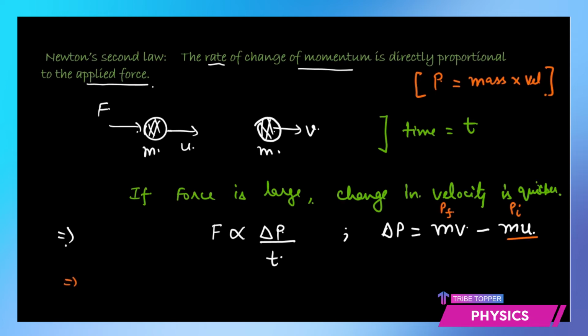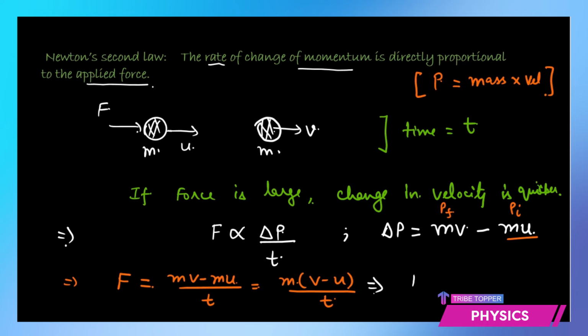Therefore this leads us to F equals, of course we always add a constant k, but in this case your constant k is 1. So F equals delta p by delta t, which will be written as (mv minus mu) over t. And as a rule of maths, you can always take out the common factors. So m times (v minus u) over t. And I hope you remember that (v minus u) over t is a.